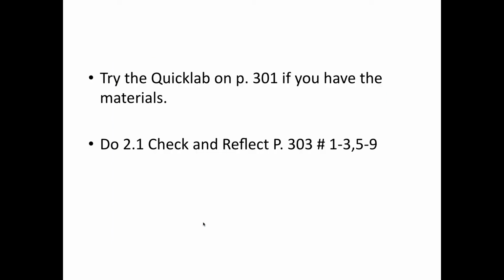So again, try the QuickLab if you have the materials, and please take a look at page 303 and look through 1 to 3 and 5 through 9. These are not assignments, but these are questions that you should be able to answer. There will be an assignment on the Google Classroom, which will just be a Google form, which will cover all of Chapter 2 material. And that will be put up on the site later on this week.